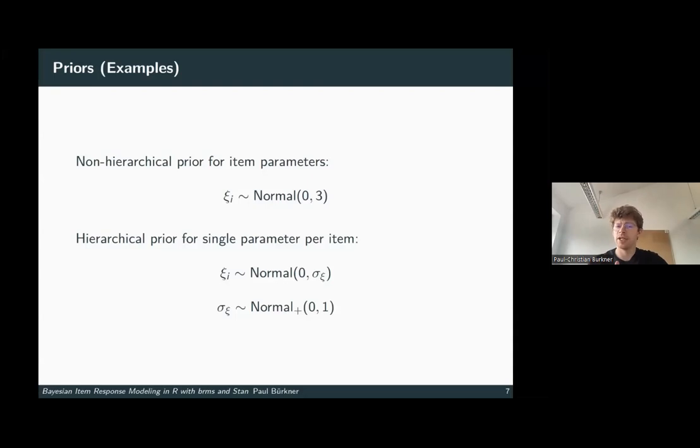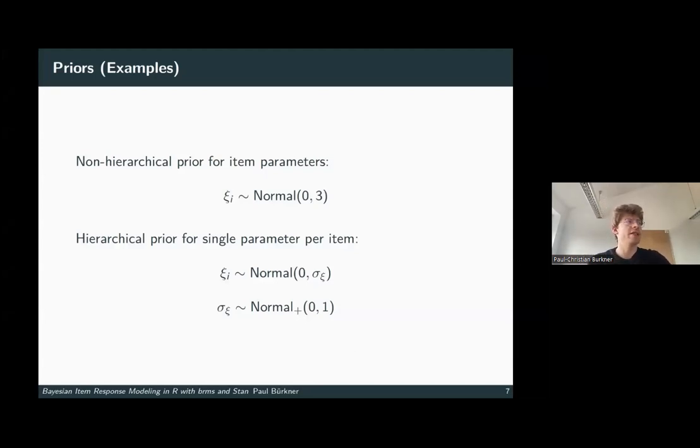The important part here is that, in the hierarchical formulation, all the easiness parameters of the different items are related to each other because they're sharing the same, in this case, single hyperparameter sigma zeta. And by that means we are implying shrinkage, as in all kinds of multi-level models. That is, items that are specifically easy or specifically difficult get shrunken a little bit towards the mean.